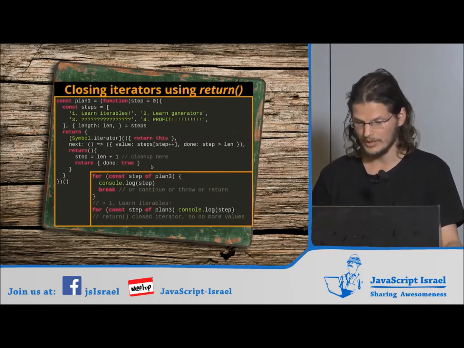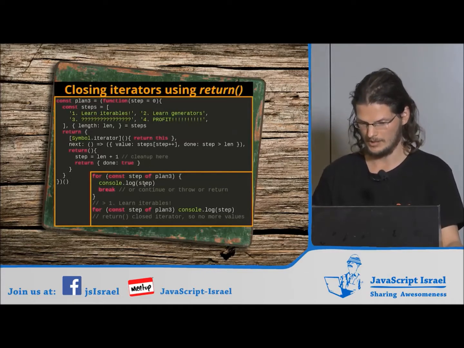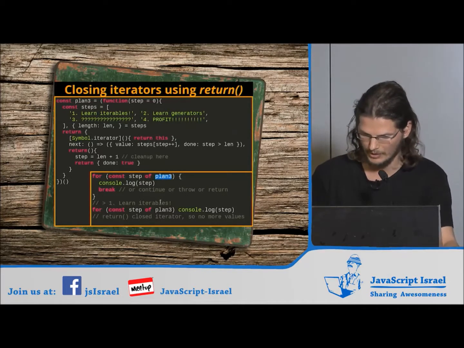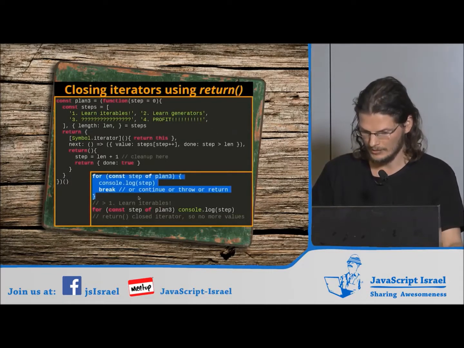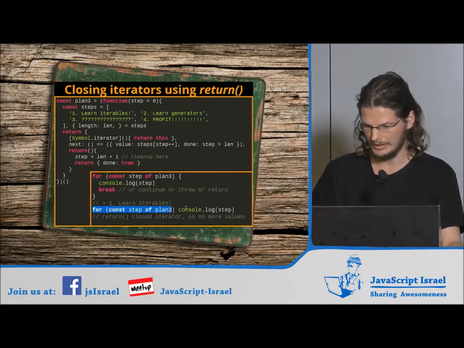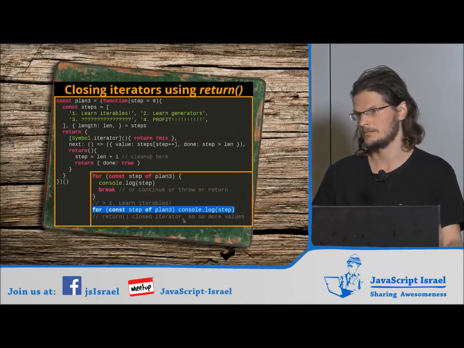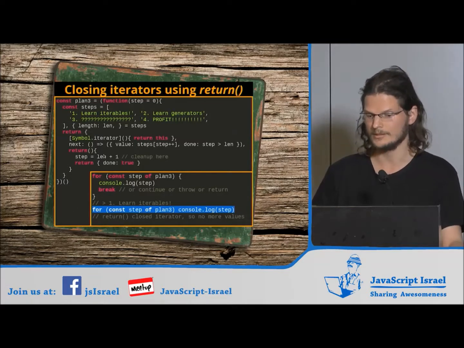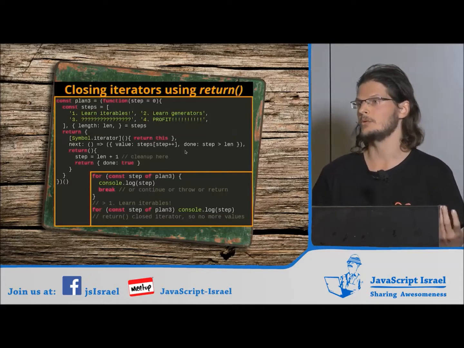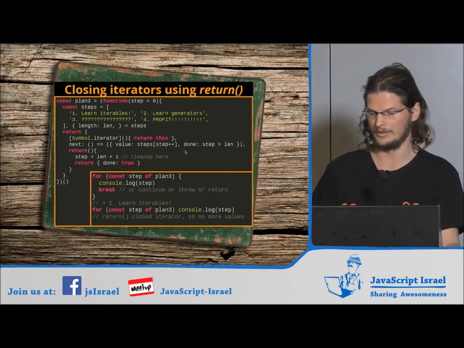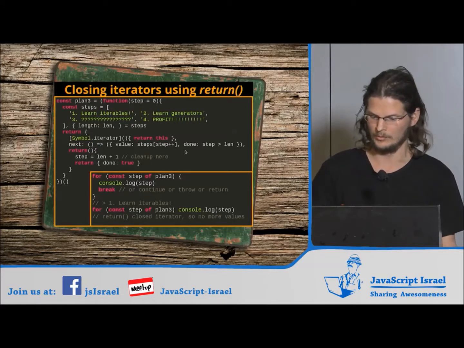So if we try to run the same thing again, our plan 3, and break on the very first iteration, and we try to run it again, we can't, because our iterator is closed. So it basically depends on how you want to implement it. You want them to be resumable, you can do that. You want them to stop.